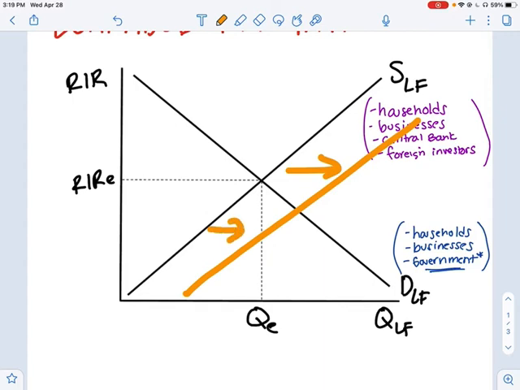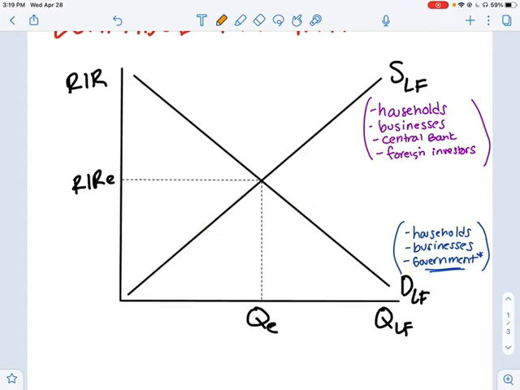When businesses put more money into banks, we're going to see the supply of money shift to the right. When the central bank buys bonds, we're going to see the supply of money shift to the right. When foreign investors decide to put their money in American banks because there's an incentive there, whether it's because they want to cash in on higher interest rates in the United States, that's going to influence the supply of loanable funds.